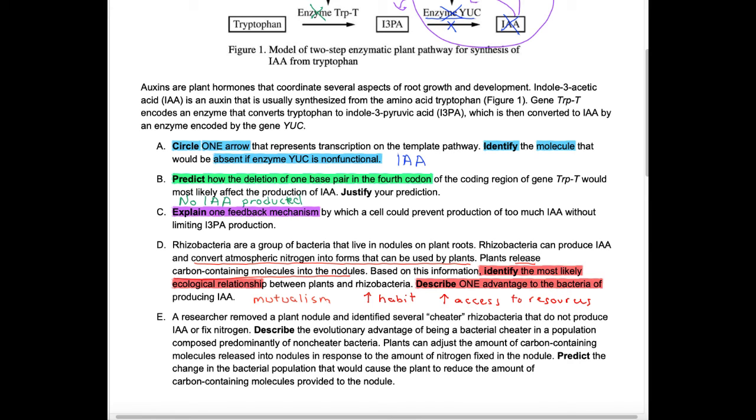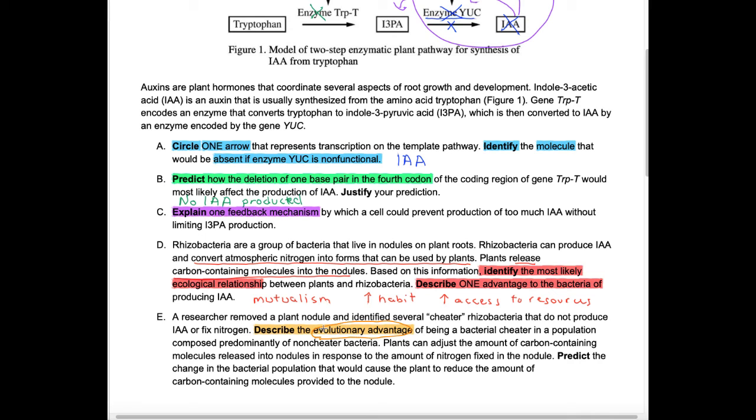The first task verb that I see is describe an evolutionary advantage of being a bacterial cheater. Now, one of the most important pieces of this that I really pay attention to is that anytime they say evolutionary advantage, we want to make sure that we connect it to reproductive success. So not just an advantage, because an advantage would be, well, they get access to carbon-containing molecules so they can grow, and that's great, but how is it an evolutionary benefit?